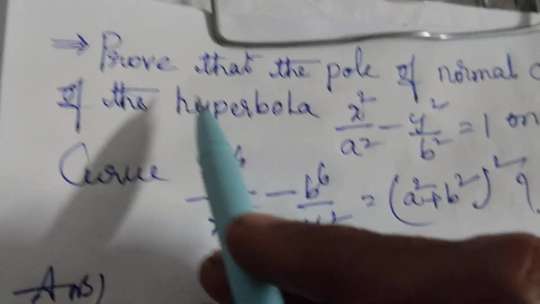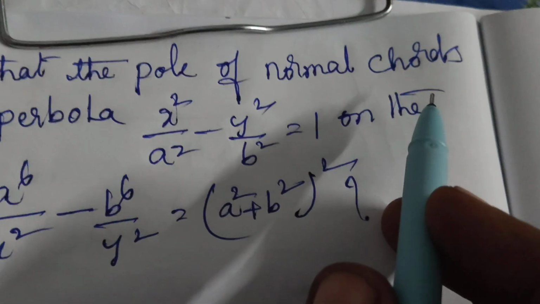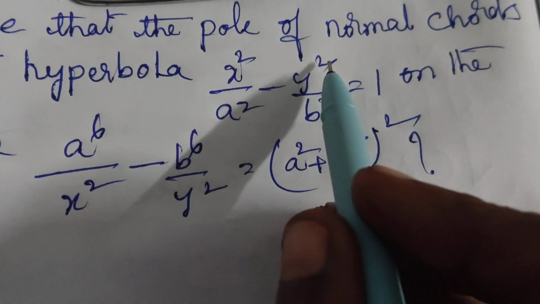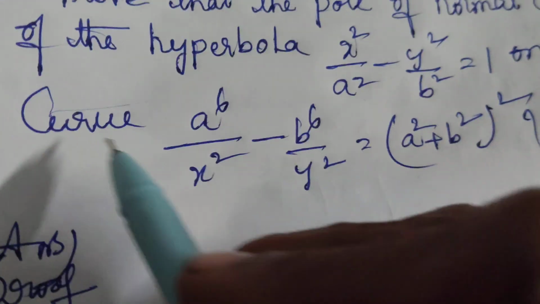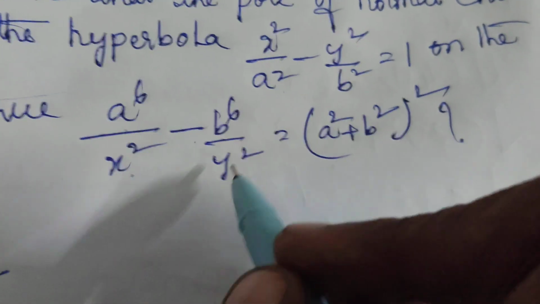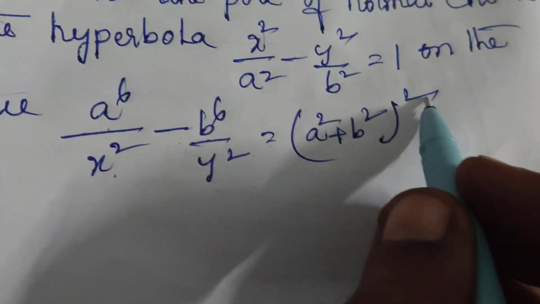Going to explain in this problem. Prove that the pole of normal chords of the hyperbola x square by a square minus y square by b square equals to 1 lies on the curve a power 6 by x square minus b power 6 by y square equals to (a square plus b square) whole square.